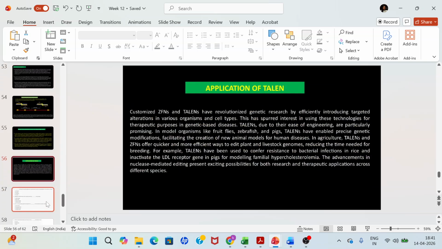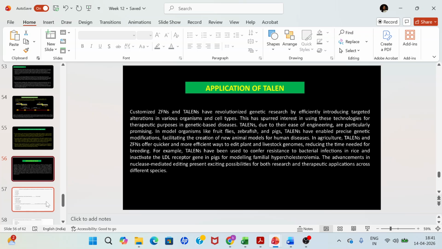Deletions can be done in the human cells, and then last but not next is the TALENs. If you remember, we learnt about ZFNs, TALENs and CRISPR Cas9 in some previous lectures. So here is just an application of TALENs. Customized ZFNs and TALENs have revolutionized genetic research by efficiently introducing targeted alterations in various organisms and cell types. This has spurred interest in using these technologies for therapeutic purposes in genetic based diseases.